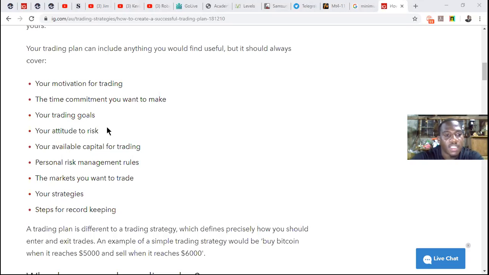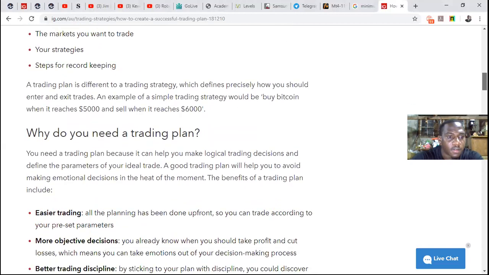All right, so your attitude to risk, your available capital for trading, your personal risk management rules, the markets you want to trade, your strategies, and your steps for record keeping. These are some things that you should include in your trading plan. Make sure to note them down. And then just go down.